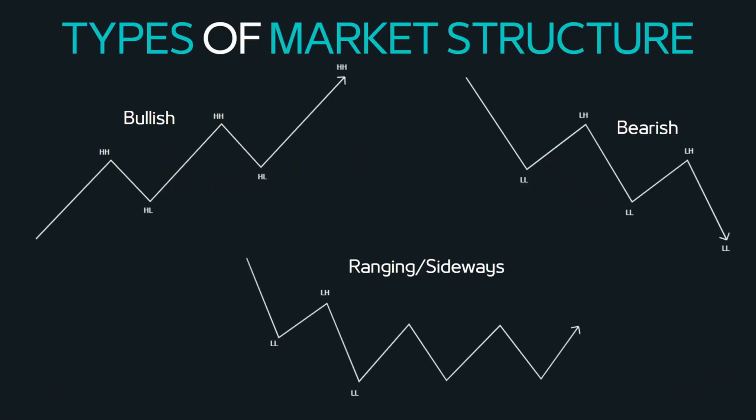So, firstly, the types of market structure. There's bullish market structure, which contains higher highs and higher lows. For those of you who don't know what that means, a higher high is when the market makes a high that's higher than the previous high. Like this one, for example, this level is higher than this level. And a higher low is a low that is higher than the previous low, like this one is higher than this one, for example.